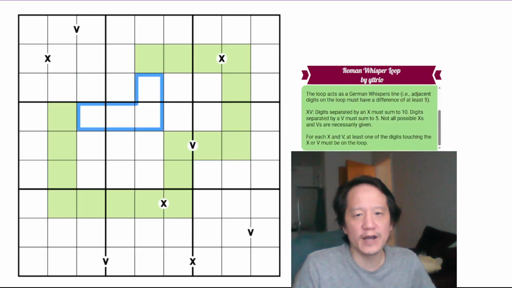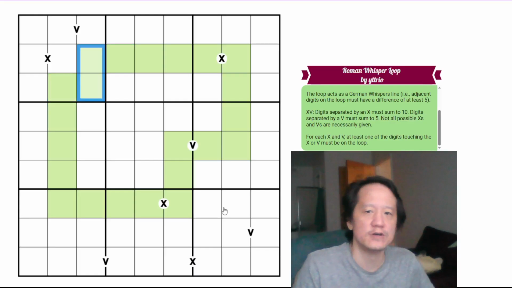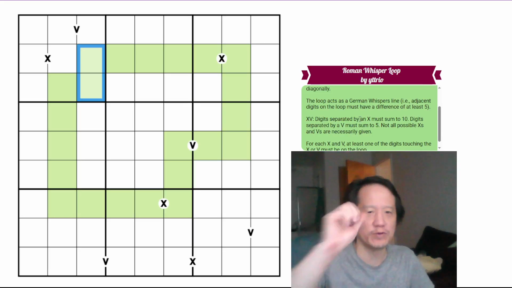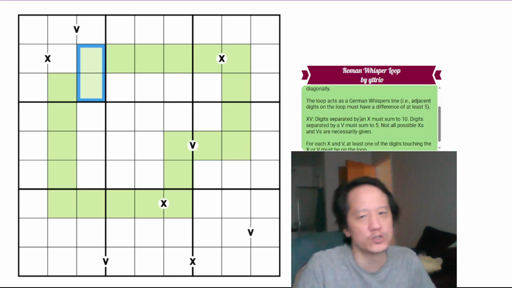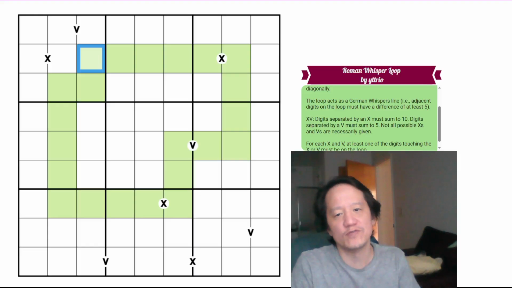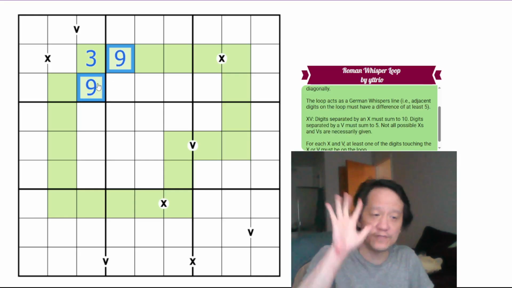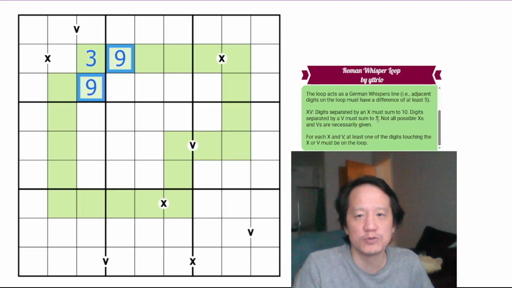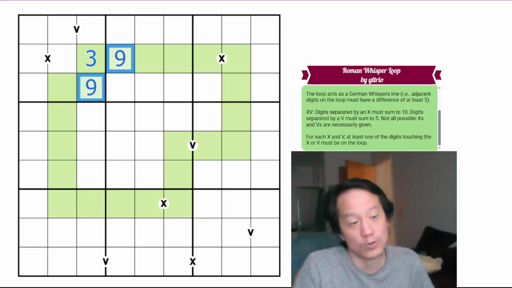And the loop acts as a German whisper loop, hence the whisper part of the Roman whisper loop. The whisper part is the German whisper line, where adjacent digits on the loop must have a difference of at least 5. So, for example, if this were a 3, these two cells would have to be 8 or 9, because those are the only digits which are 5 away from 3. And that's an example of how the German whisper loop works.